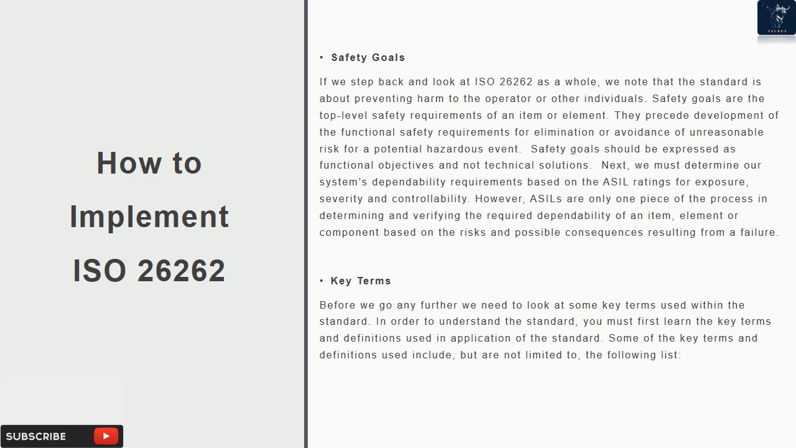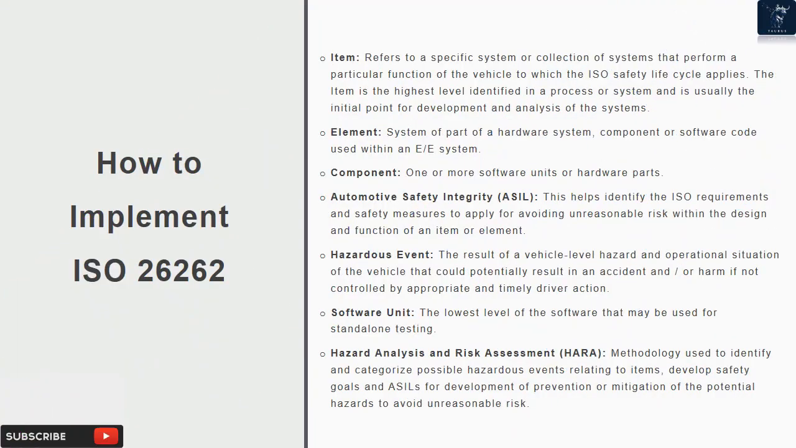Key terms. Before we go any further, we need to look at some key terms used within the standard. In order to understand the standard, you must first learn the key terms and definitions used in application of the standard. Some of the key terms and definitions used include, but are not limited to, the following list. Item refers to a specific system or collection of systems that perform a particular function of the vehicle to which the ISO safety life cycle applies.